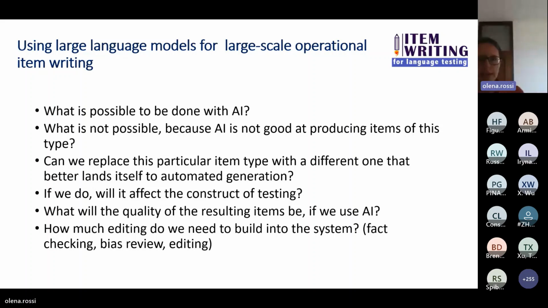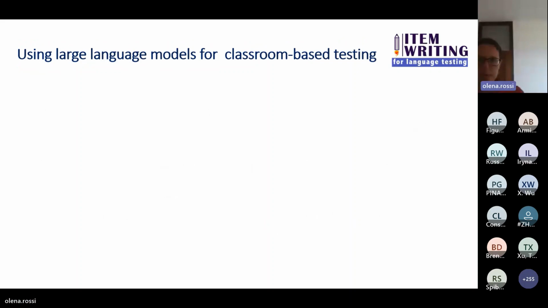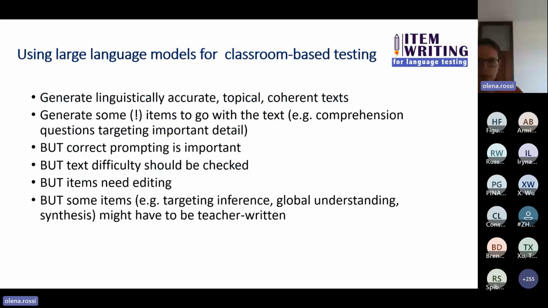And we know that at least we need to do the fact-checking, we need to do the bias review, as I discussed earlier, and I suppose we need to build in some editing either. For classroom-based testing, I think that teachers who produce tests should not overlook AI capabilities. There are enough free platforms available even now. We have ChatGPT, we have VinChat, and I'm sure that there are more and better ones to come that will help teachers with writing test items.